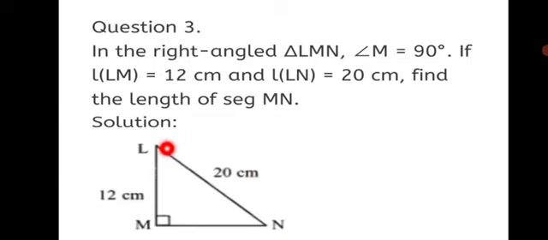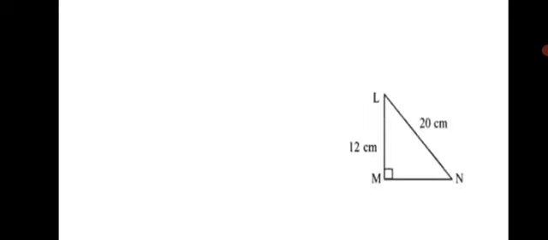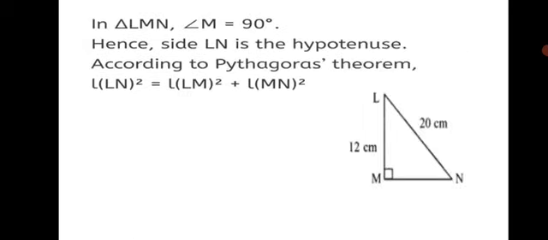Now we can see that LM is 12. So write LM 12 and LN is 20. LN is also the hypotenuse. That means we have to find MN here. Let's write in triangle LMN, angle M is equal to 90 degree. Hence, side LN is the hypotenuse.